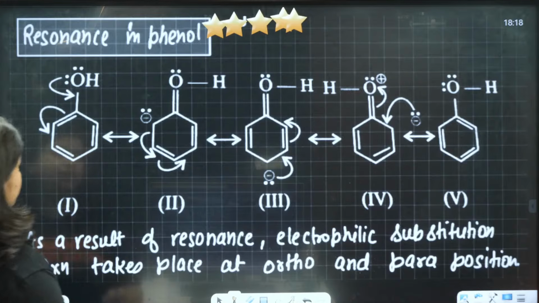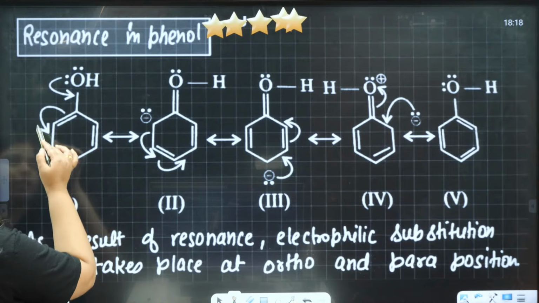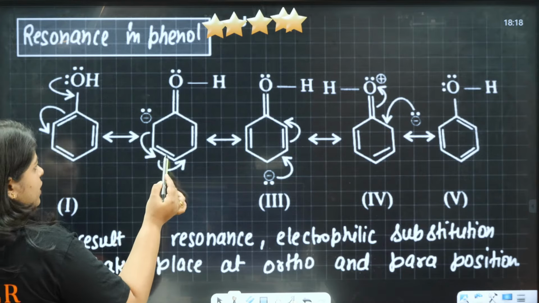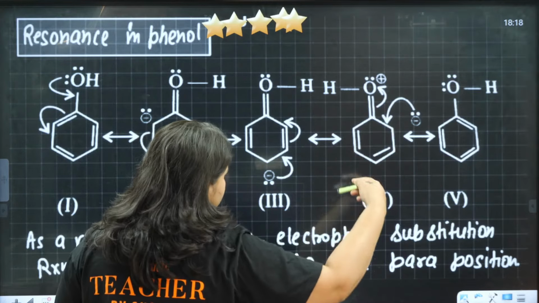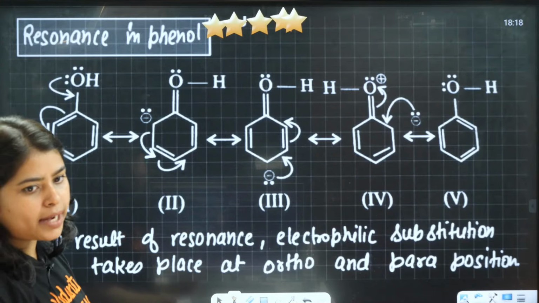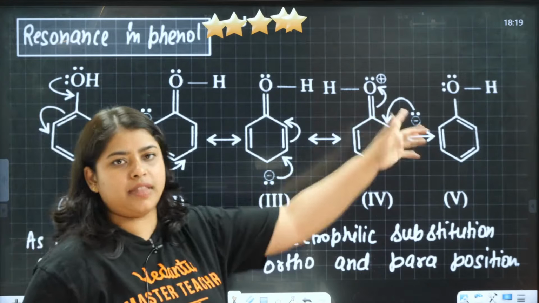So first is phenol, we have taken it. First the electron pair goes here, then the same way the bond comes here. Afterwards this bond will shift here, then this bond will shift here, and again it will continue. The resonance cycle is going to work every time. Clear? It will continue like this. Clear?